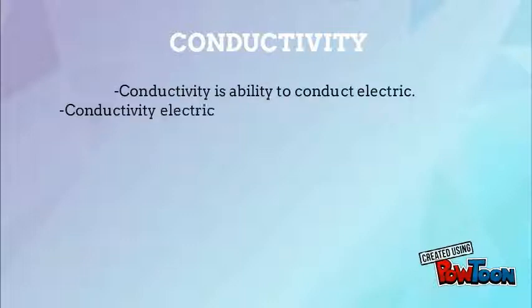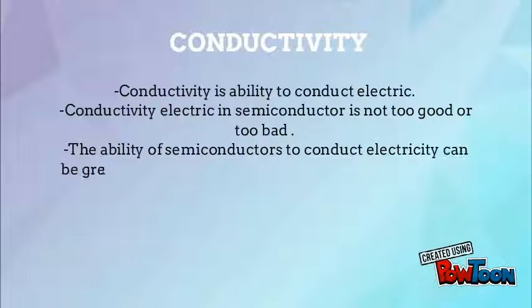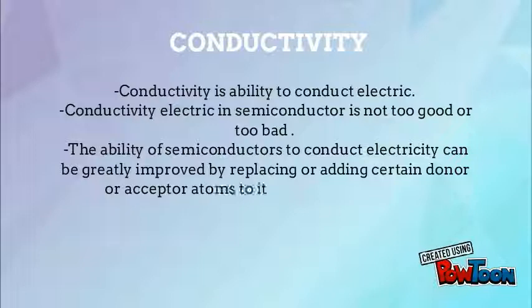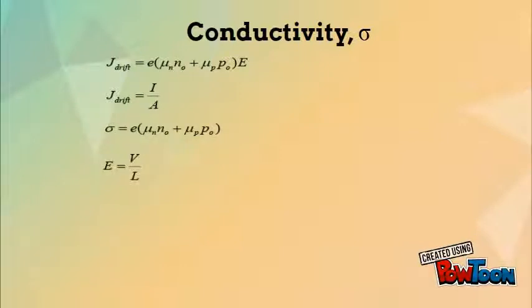Conductivity. Conductivity is the ability to conduct electricity. Conductivity in semiconductor is not too good or too bad. The ability of semiconductors to conduct electricity can be greatly improved by replacing or adding certain donor or acceptor atoms to its crystalline structure. The derivation below shows that the conductivity formula can be derived to get Ohm's law.